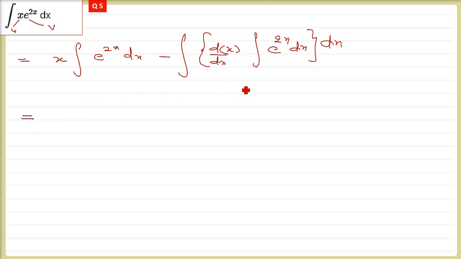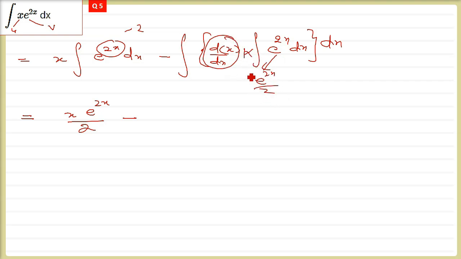So this will be d by dx. See, the first term we can write e raised to 2x as e raised to 2x divided by 2, because differentiation of 2x will give you 2, that has to be divided, minus d by dx of x is 1, e raised to 2x will be e raised to 2x by 2. This integration will be 1 only, so e raised to 2x by 2 has to be integrated. What will be the integration? 1 by 2 can be taken outside. E raised to 2x will be again e raised to 2x by 2.